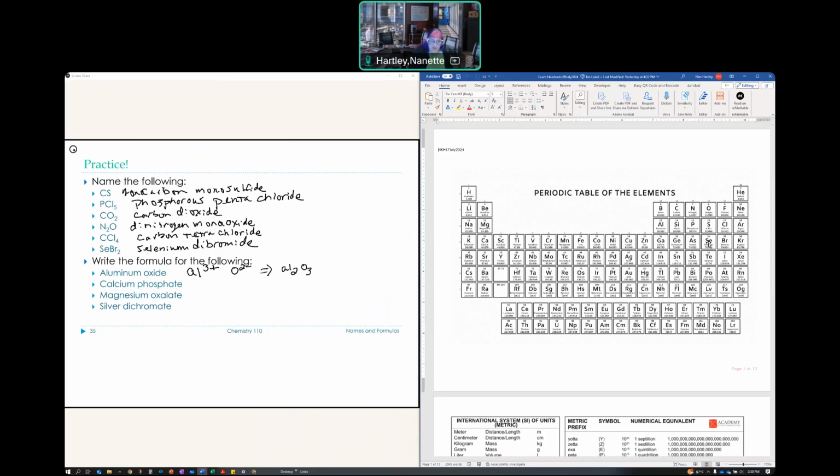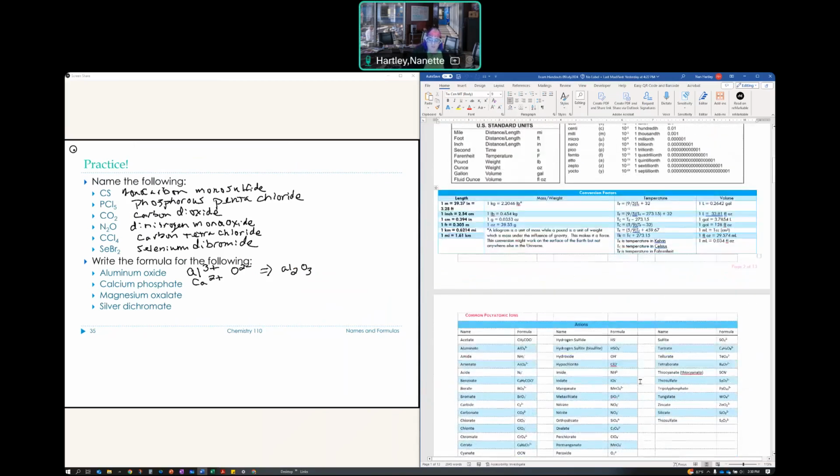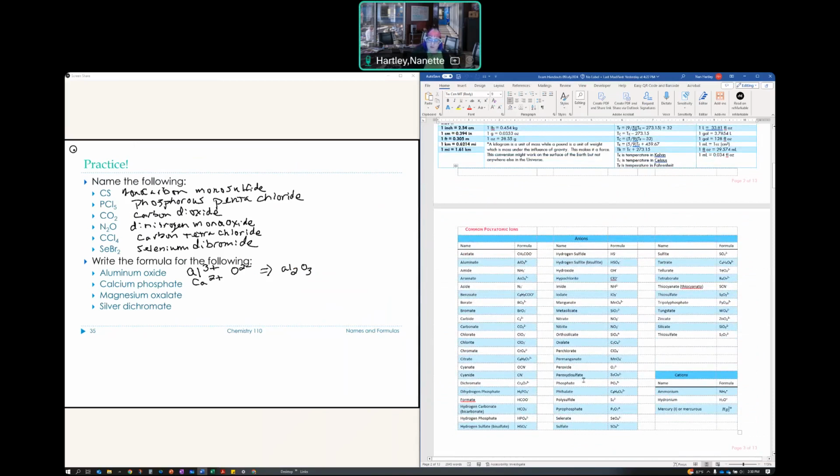Calcium phosphate. Calcium, again, is a metal. It has a 2+ charge. Ca2+. And our phosphate is one of those polyatomic ions. And if I come look, that phosphate is PO4 3 minus. So Ca3(PO4)2.